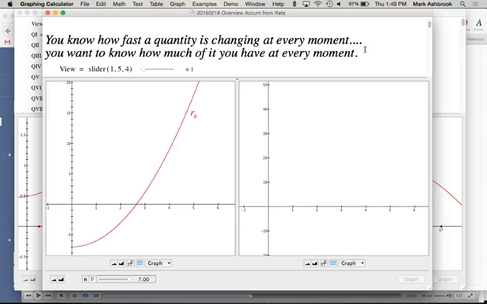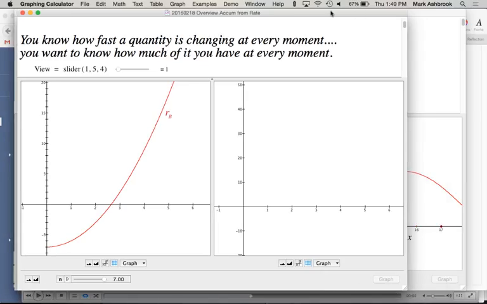So, how would we know how fast a quantity is changing at every moment? What would we have? Okay, so yeah, a rate of change function.